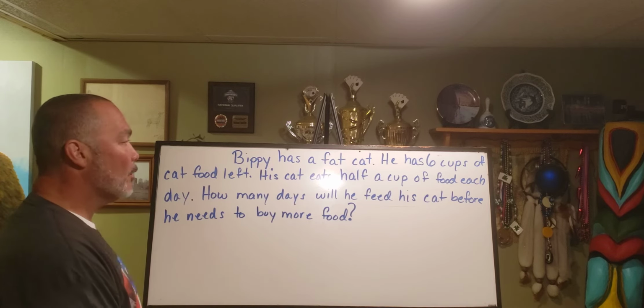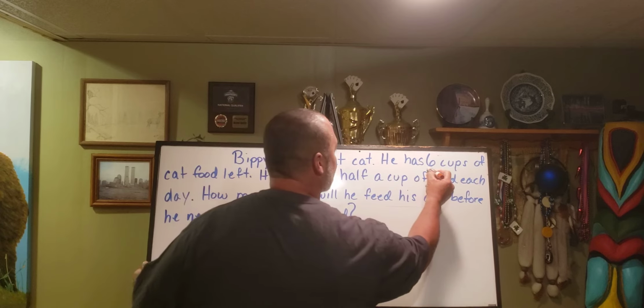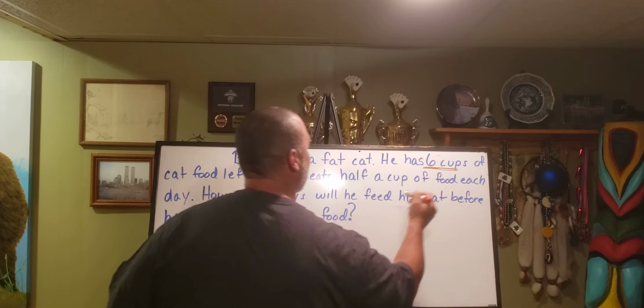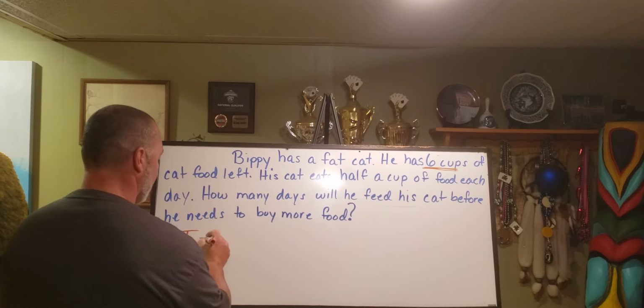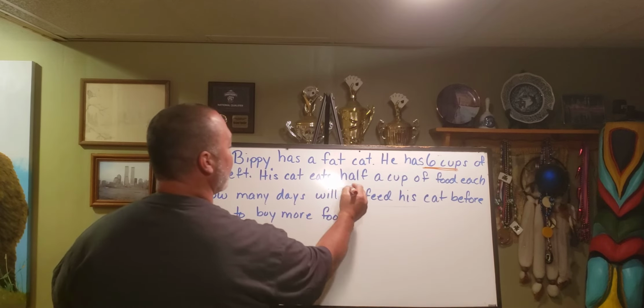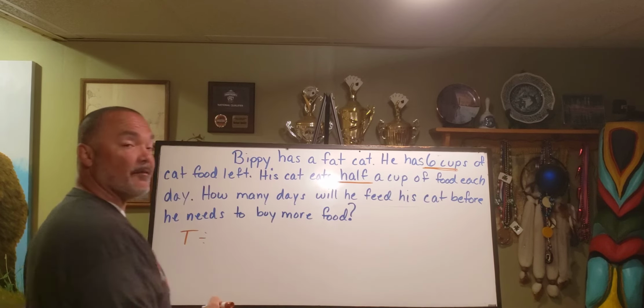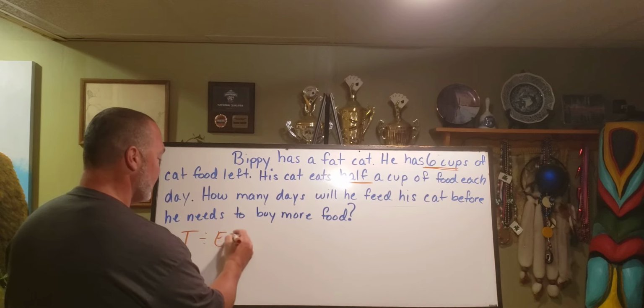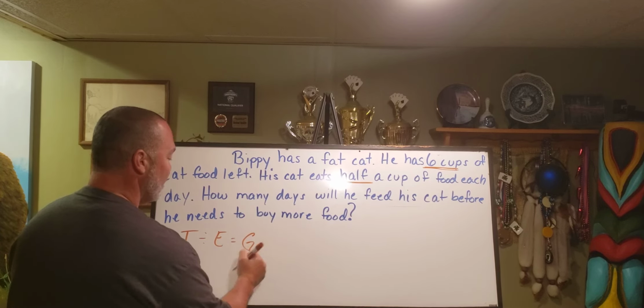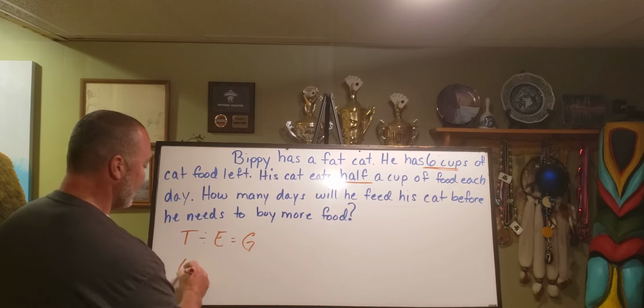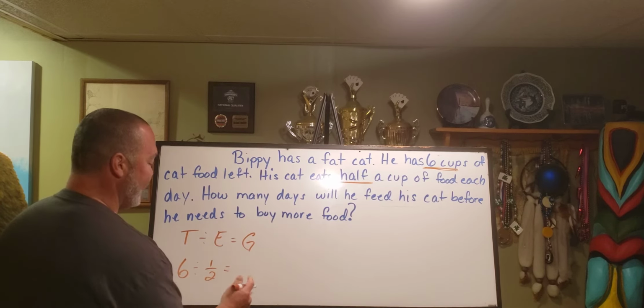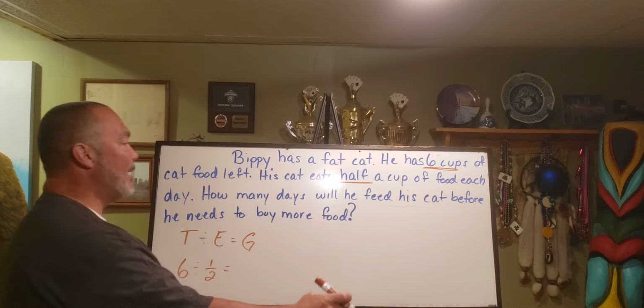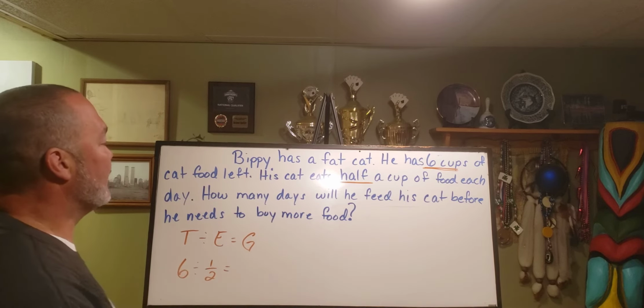So I'm looking for my total. My total is 6 cups. And I'm dividing it by half. Half as a fraction, right, is going to be 1 over 2. So my total is 6 divided by 1/2 equals my total number of groups. How many separations am I going to have here of the 6 cups?